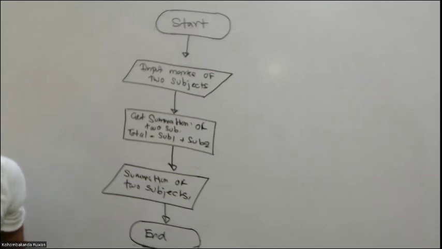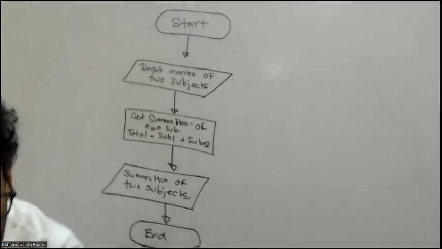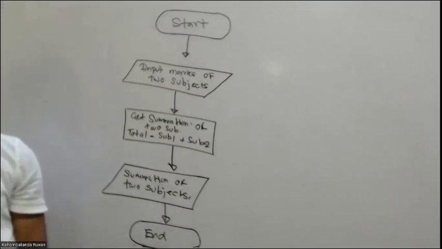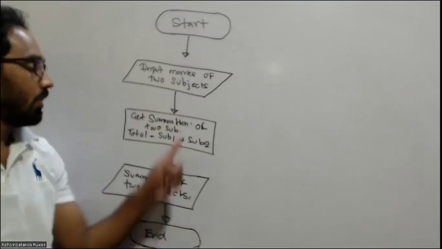Right? Can you tell me what is the control structure here? What is the name of this control structure? We learn that there are three kinds of control structures, right? One is a sequence, other one is a selection, other one is a repetition.